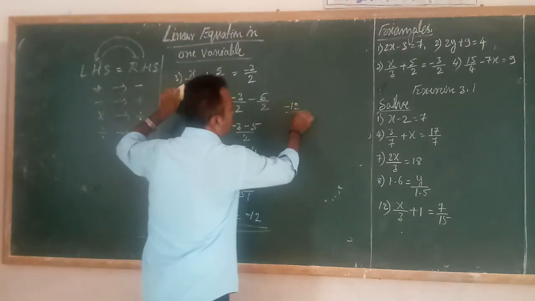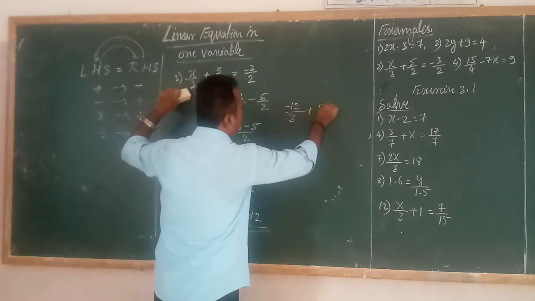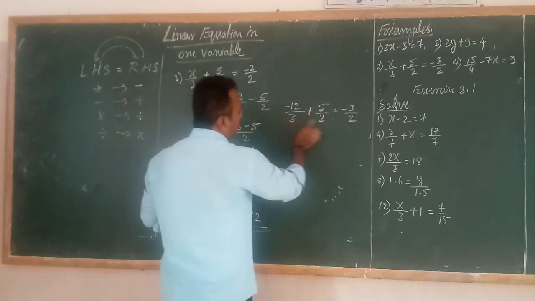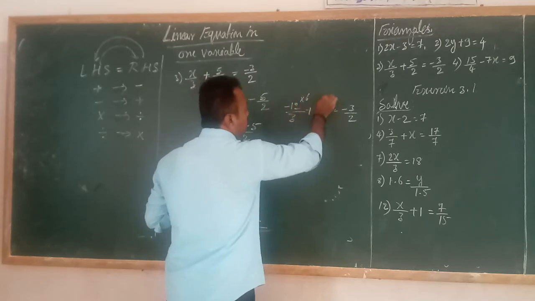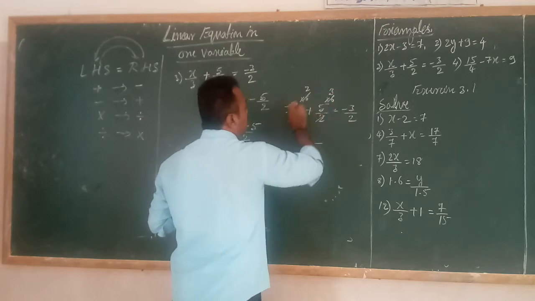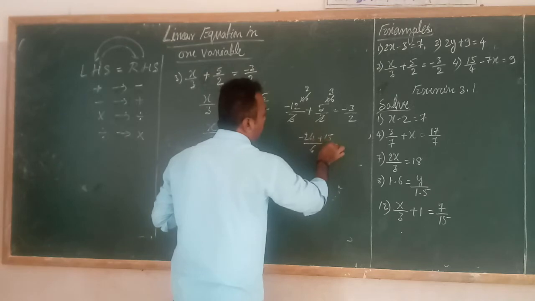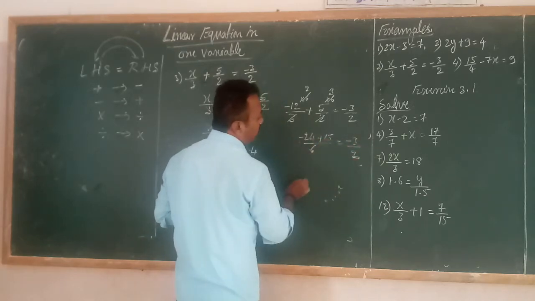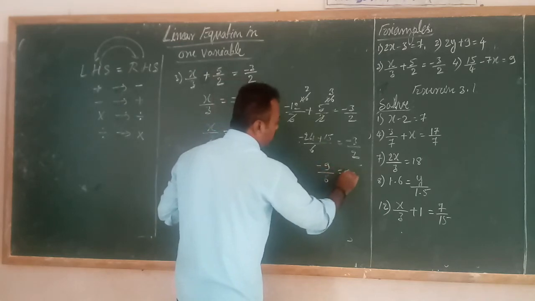So minus 12, x instead of x, minus 12 divided by 3 plus 5 by 2, it is equal to minus 3 by 2. So now 3 and 2, the LCM is 6, 3 2s are 6, correct? So into 6, into 6, I will simplify that. 3 2s are 6, 2 3s are 6. Minus into plus, 12 2s are 24, plus 5 3s are 15, it is equal to minus 3 by 2. See, minus 24 and plus 15. So what is that? Minus 9.